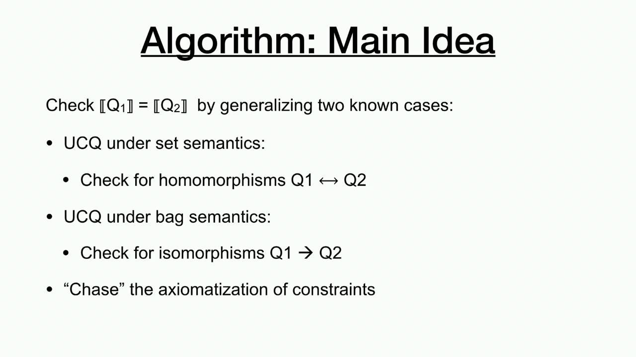I will skip the details of the algorithm here, but in principle, after modeling SQL using our new semantics, we can generalize the check of Q1 and Q2 to basically two cases. We first do a normalization, which is a single-direction rewrite, like this gentleman mentioned before, and then checking SQL equivalence becomes two known cases. Firstly, for unions of conjunctive queries under set semantics, it becomes checking homomorphism, and for unions of conjunctive queries under bag semantics, it becomes checking isomorphism. For the constraints, the way we do it here is similar to the chase algorithm known in the database community.